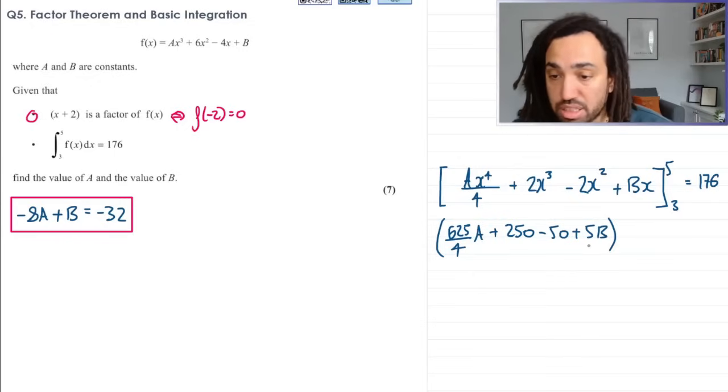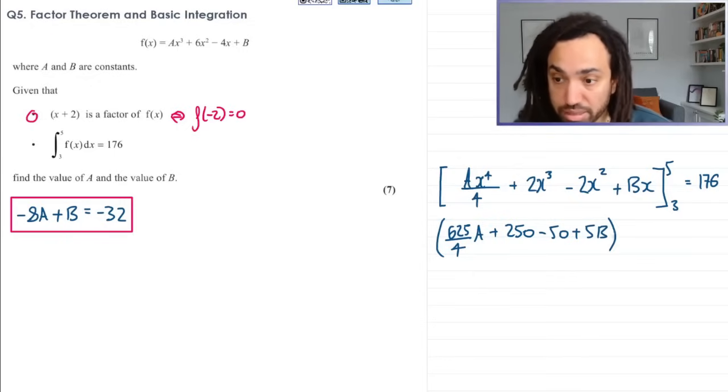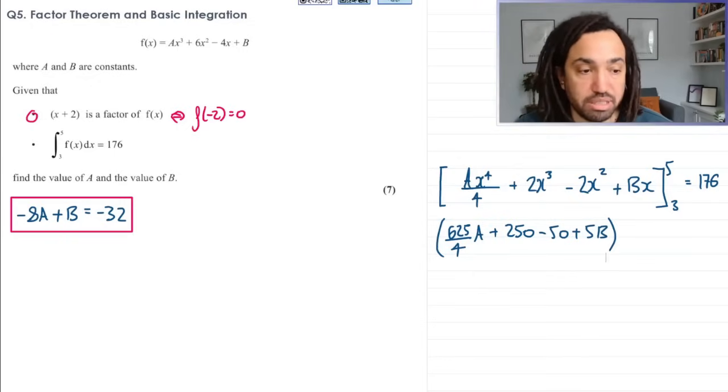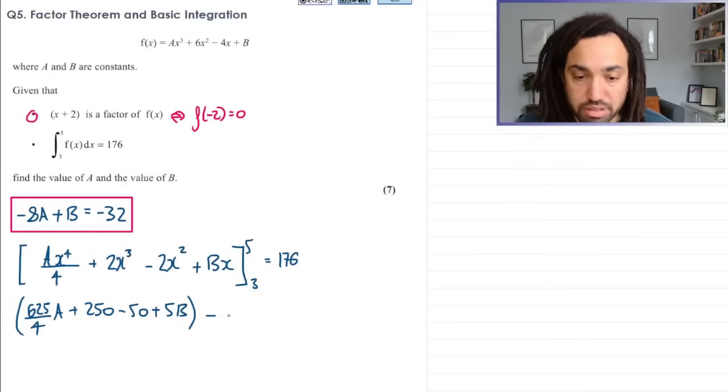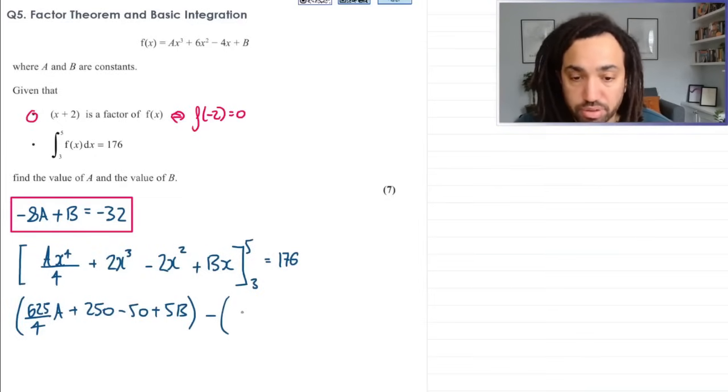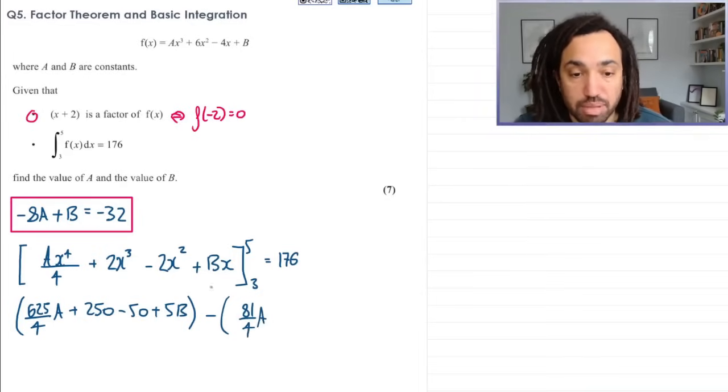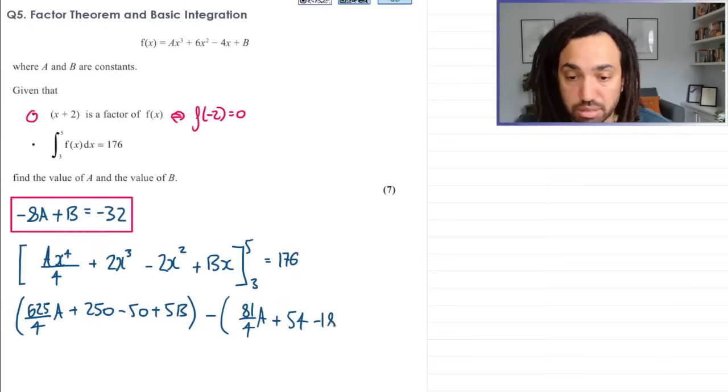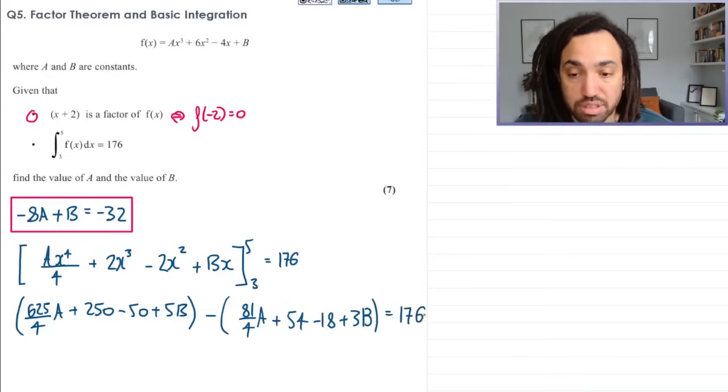And then we need to sub in 3. Let me just get some more space. Okay, I'll do it down here instead. So let's sub in 3. So 3 to the 4 is 81, so 81 over 4, and then also multiplied by a. And then that's 27 times 2 is 54. That's 9 times 2 is 18, and then plus 3b. And again, all this will equal 176.